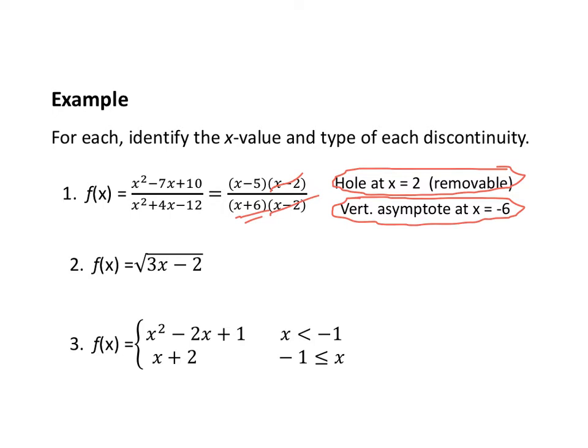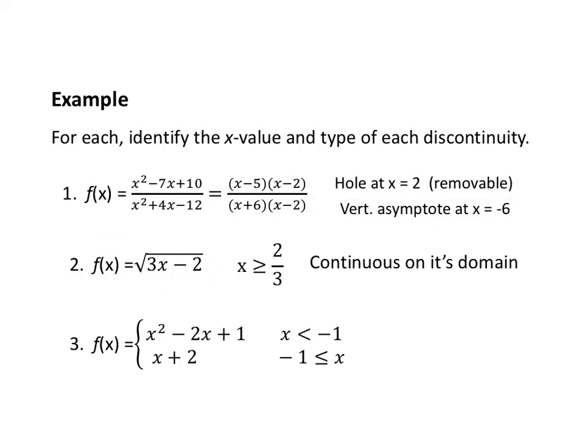So now let's look at the next one here. We've got f of x equals the square root of 3x minus 2. Where could there be a discontinuity there? That looks like a continuous function. And the answer is yes, it is continuous, but it's continuous on its domain. Why? Because x must be greater than or equal to 2/3.